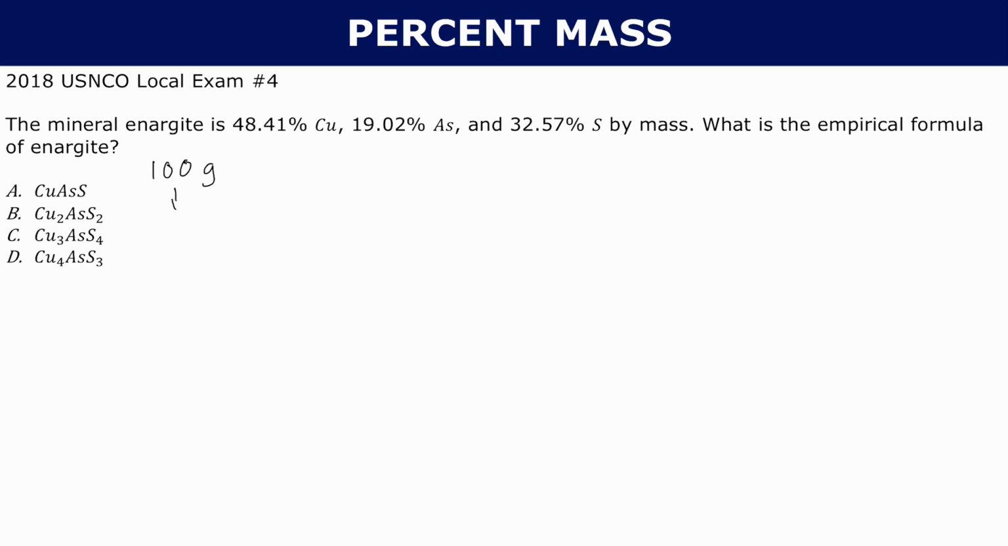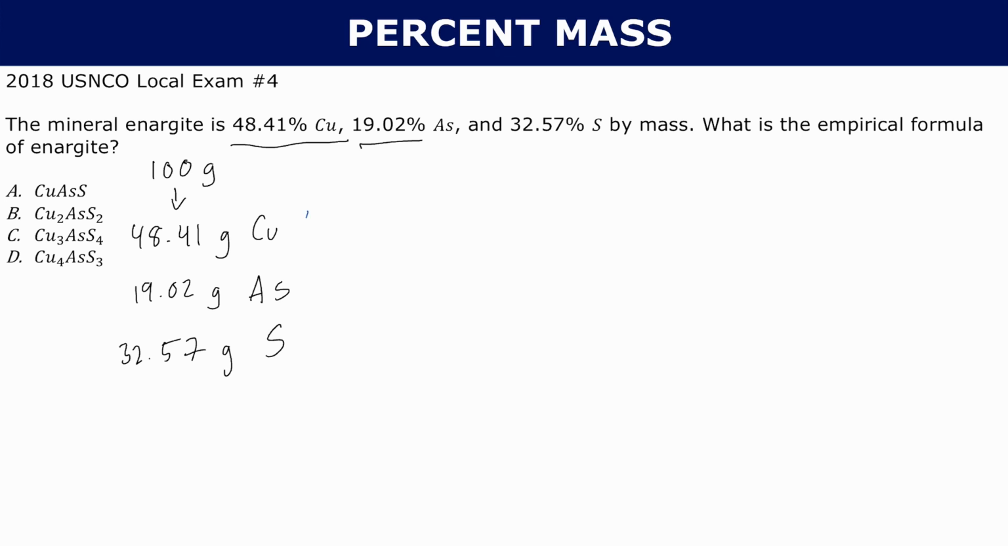What this means is that 48.41 grams of that is going to be copper. And this is coming from the fact that 48.41% of the compound is copper by mass. And then 19.02 grams of arsenic, and we have 32.57 grams of sulfur. Now, how do we use this information? Remember, empirical formula is just a ratio of the number of moles, really. So we're going to need to convert from grams to moles. So to convert from grams to moles, we need to divide by the molar mass.